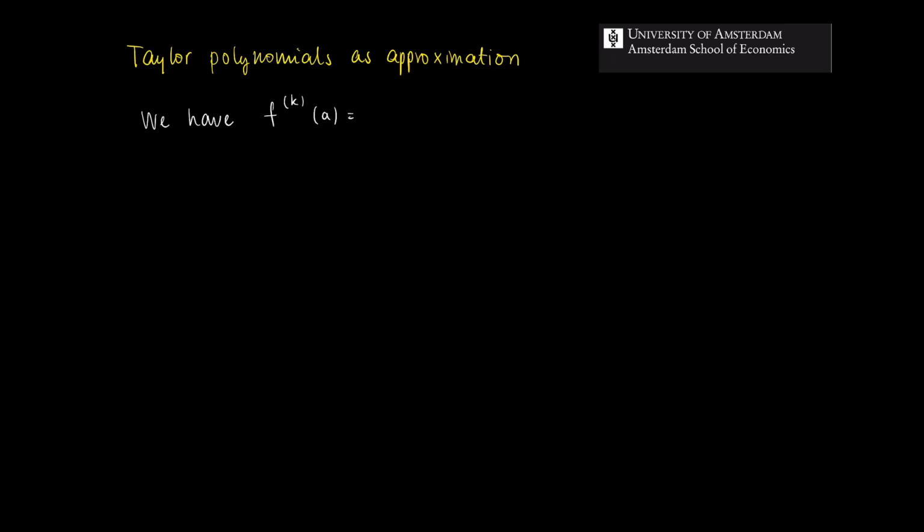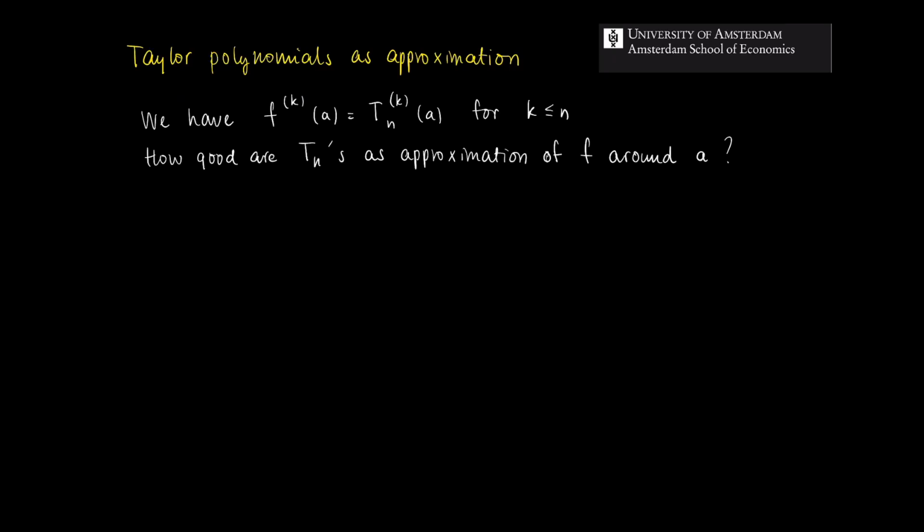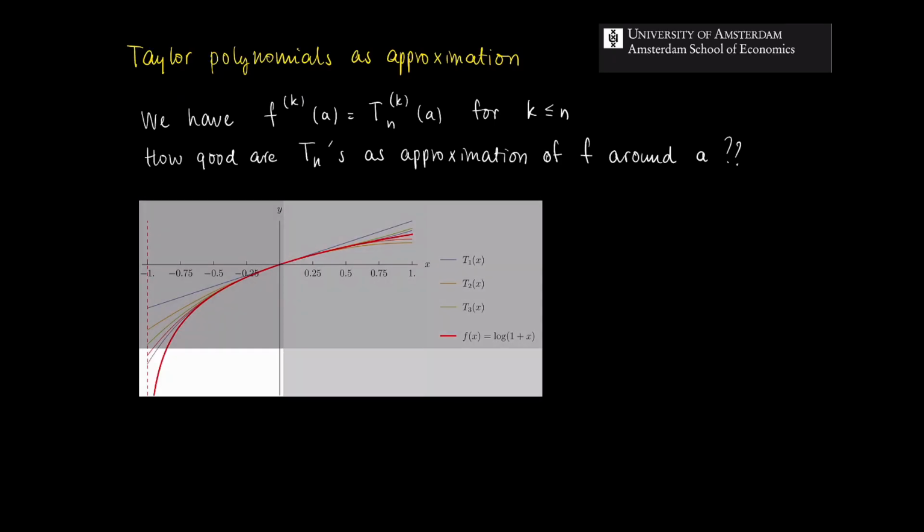This means that for all kth order derivatives, we have equality with the nth order Taylor approximation, at least when we don't take derivatives too many times. So that means k is smaller or equal than n. So we have that the Taylor approximations are tangent to the functions to order n. So how good are these approximations T_n for the function f around this value a? Well, let's have a graphical look at this.